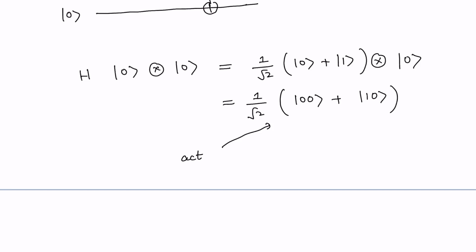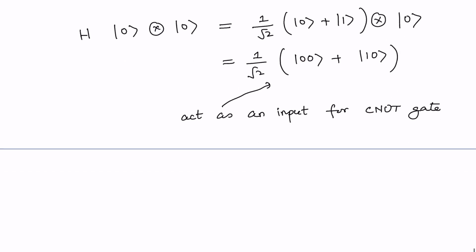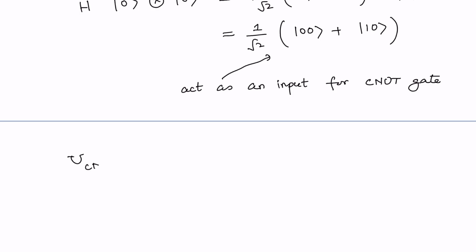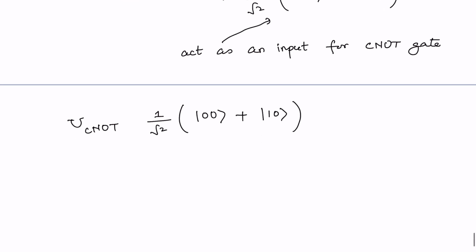Now this output is going to act as an input for the C0 gate, right? Because the Hadamard gate is now followed by the C0 gate. So the C0 gate is going to operate on this input, 1 by root 2 (|00⟩ + |10⟩). Because of the rule of the C0 gate operation, in the first term the control qubit is 0, so the target is not going to get flipped, and you will have |00⟩ only.